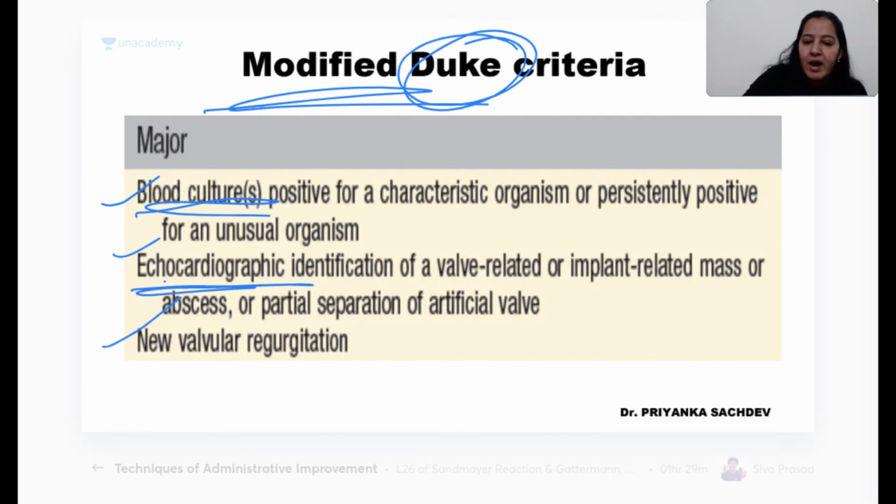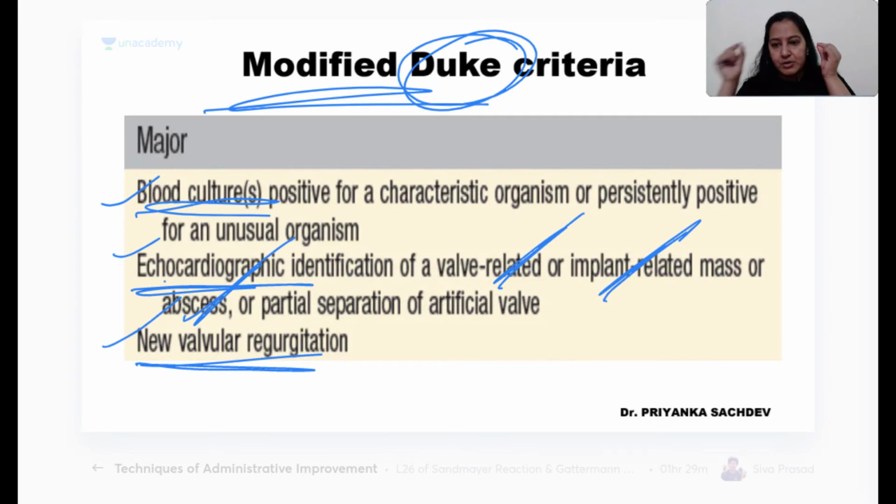Number two, I should do an echo. And in echo, there should be abscess in the heart. There should be valvular deformity. There should be implant-related prosthetic valve deformity. There should be some deformity in the echo which is indicating there is some lesion in the heart. There is some organic lesion in the heart. And number three, there is new valvular regurgitation. On auscultation, if I am auscultating with a stethoscope, the person should show a regurgitation. Because if any of the valve is involved, regurgitation should be there. There should be a new onset regurgitation in the person.